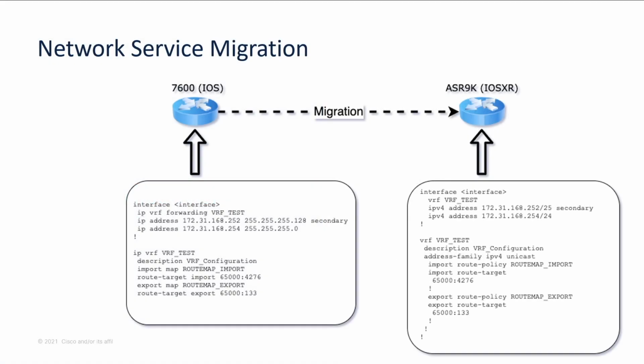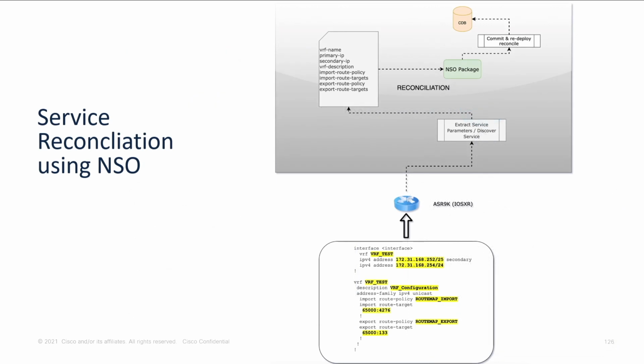This is an example of what network migration looks like. If you see here, we have a source iOS device, and then you do the migration, and we basically translate the CLI. In essence, we are keeping all these parameters exactly the same. It's just that the CLI changes, and then there is some additional configuration we might have to do. Another use case is this reconciliation.